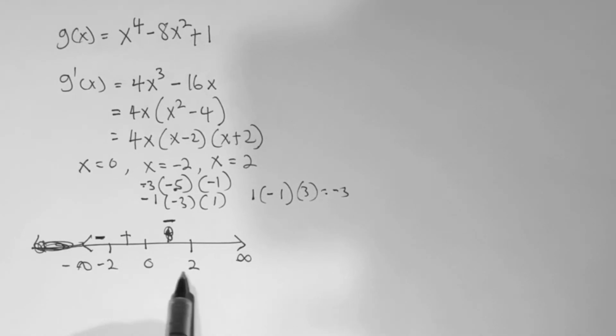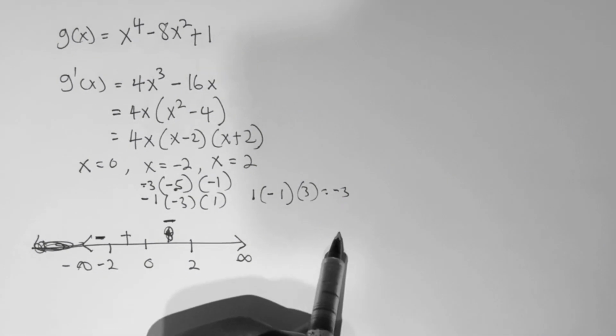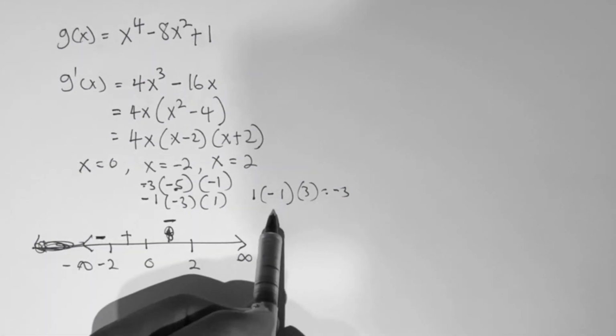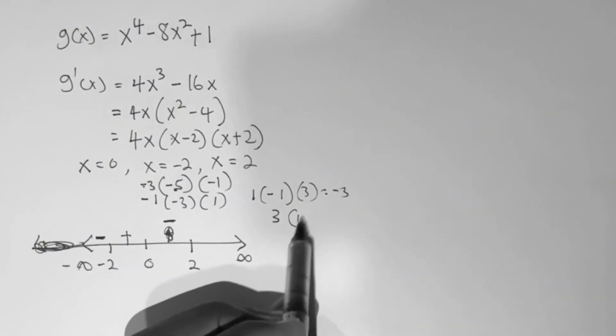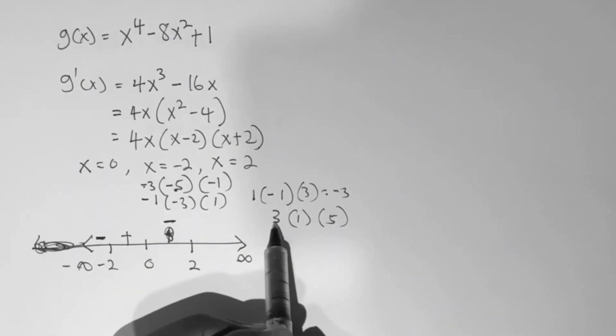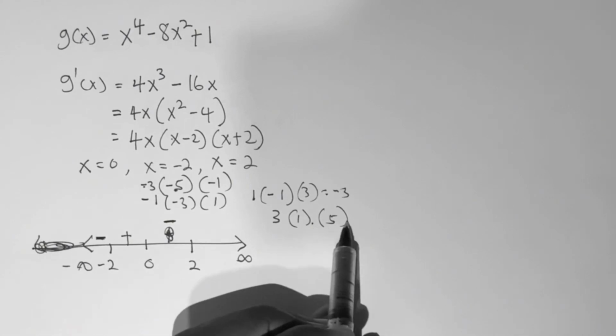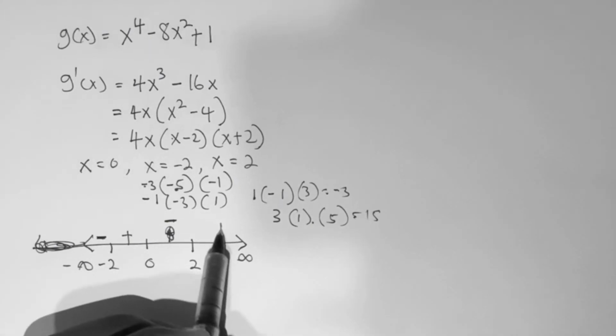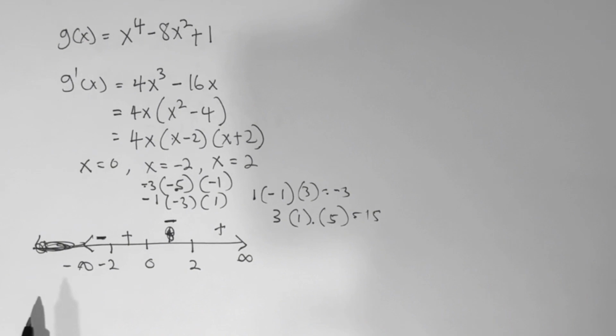Then let's choose a value between 2 and infinity. For example, 3. We have 3. Then 3 minus 2 is 1. Then 3 plus 2 is 5. So at the end of the day, 3 times 1 is 3, times 5 is 15. So this region is positive.